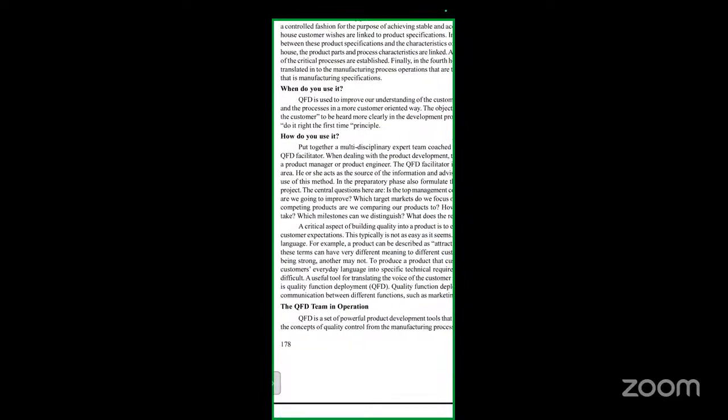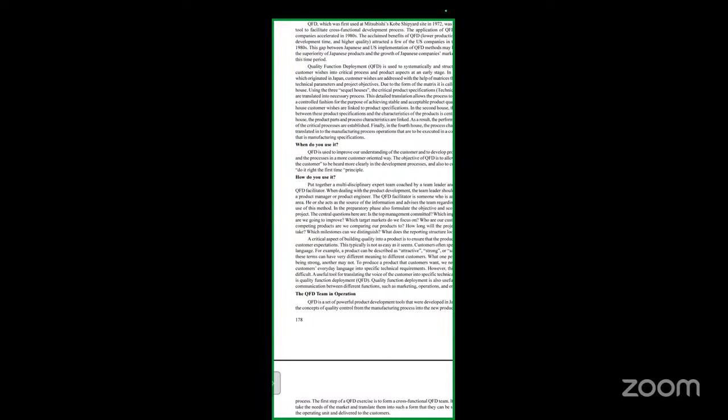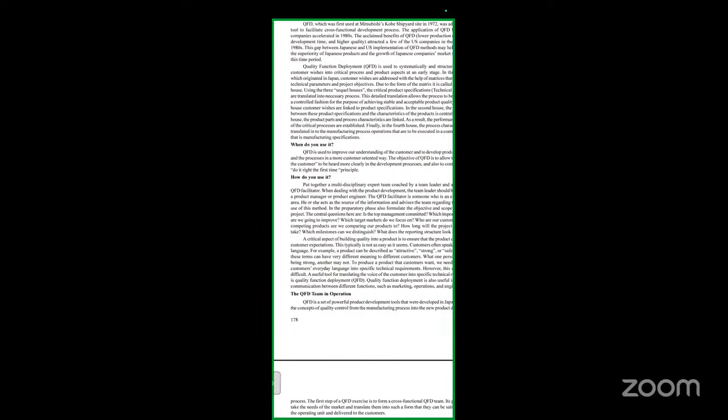Okay, what does it mean? Why is QFD used? Why do we need to use QFD? It is used to improve the understanding of the customer and to develop the product, service, and process in a more customer-oriented way. As I mentioned, the product of the mobile phone, in mobile phones, you can see 2003 or 2006, two decades.